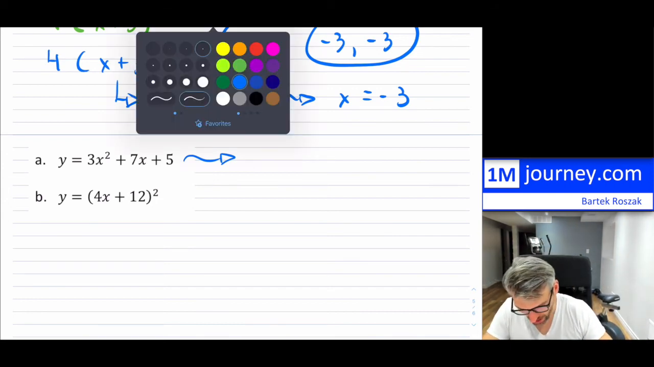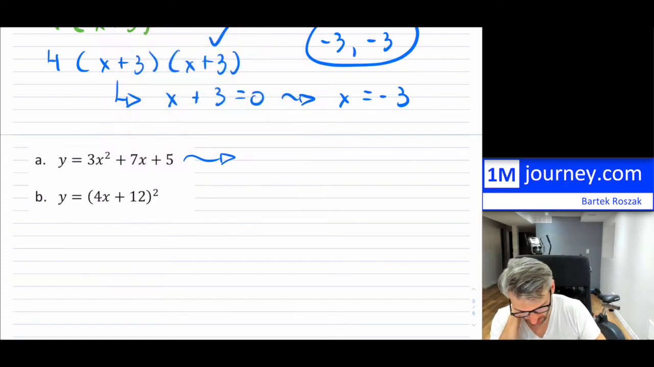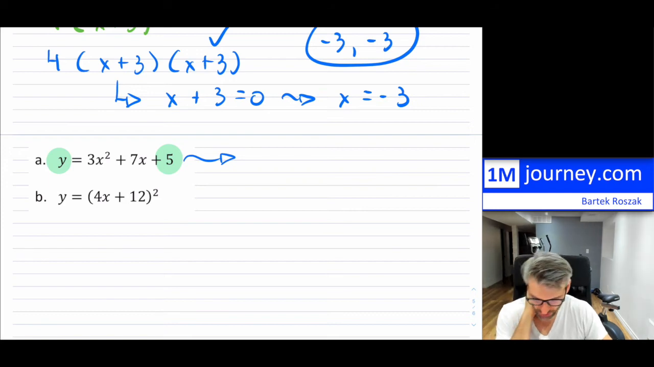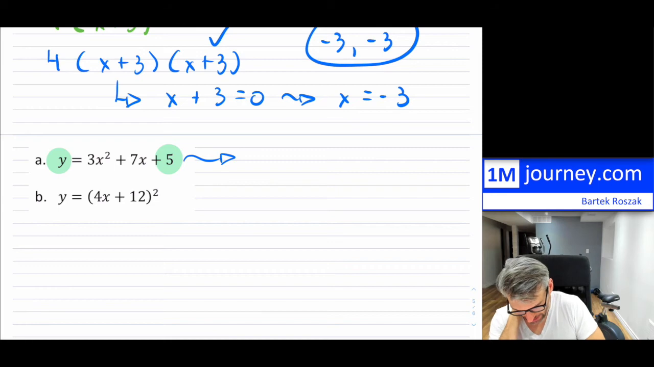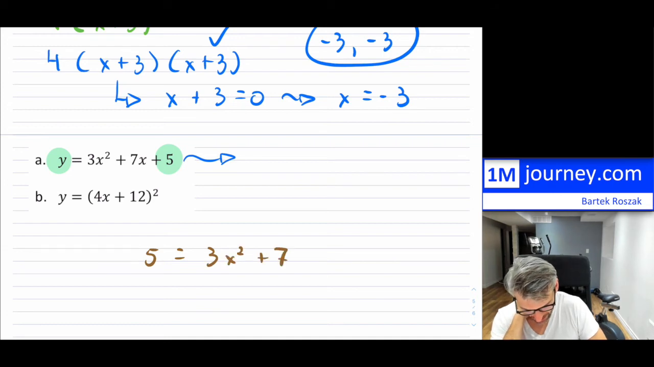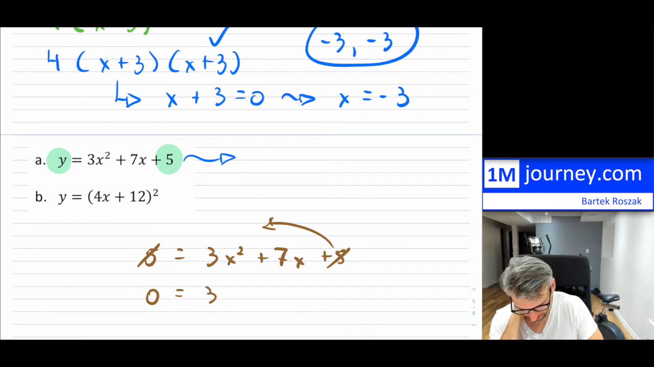In order to do that, I basically zero things off. So the first step is I'm going to set my y equal to 5. That's what I'm going to do first. So let me write this out. I'm going to get 5 is equal to 3x squared plus 7x plus 5. Now moving this 5 over to the other side, it's going to be 5 minus 5, which means that I have this.